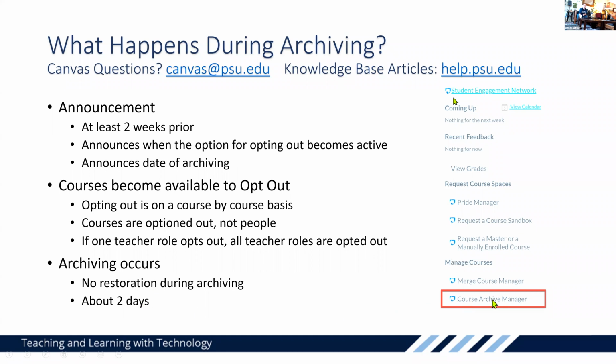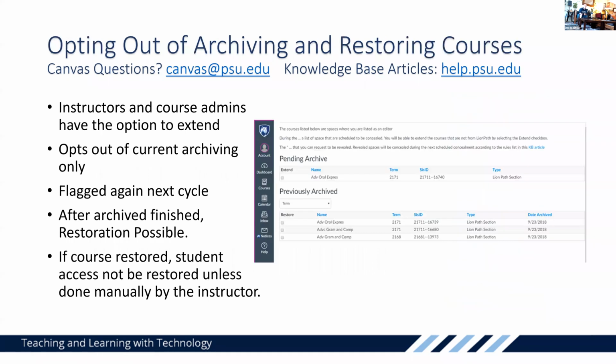That is handled, and the opting out and the restoration of courses occurs, by using the Course Archive Manager tool. That is on the left-hand side of your Canvas menu. Right at the bottom, we have a tool called the Course Archive Manager that handles everything for you. And this is a picture right here of what the Course Archive Manager looks like.